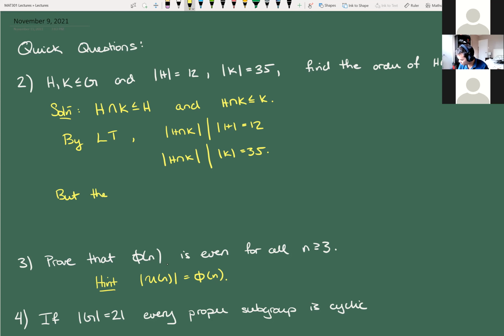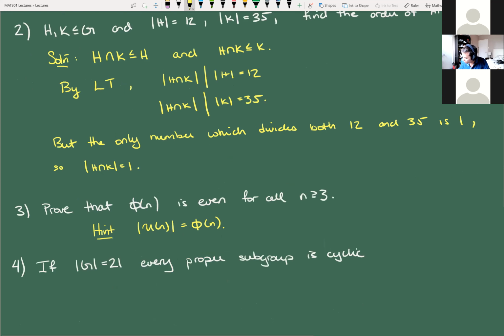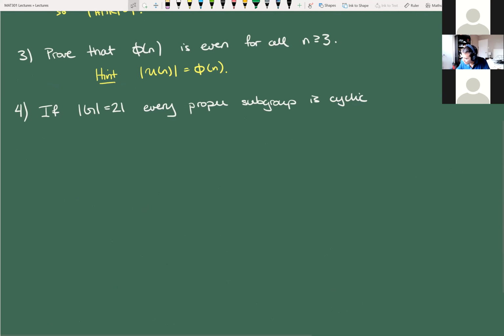All right, so the only number which divides both 12 and 35 is 1. So that says that this has to be the trivial group, right? It's just the singleton, which is the group identity. So that's what I mean by that's a fairly quick one. You're just like, oh, by Lagrange's theorem, this has to divide both 12 and 35. So boom, we're done. Okay.